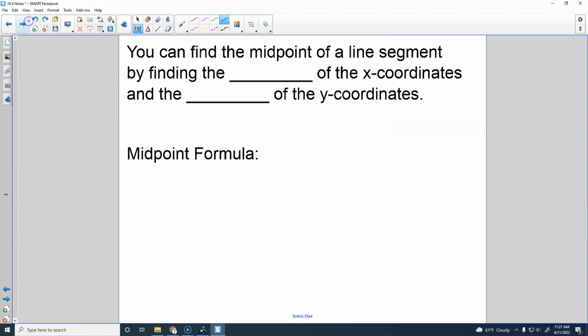So the way that we can do this algebraically is you can find the midpoint of a line segment by finding the average of the x-coordinates and the average of the y-coordinates. How do we find an average? What do you think, Marley?